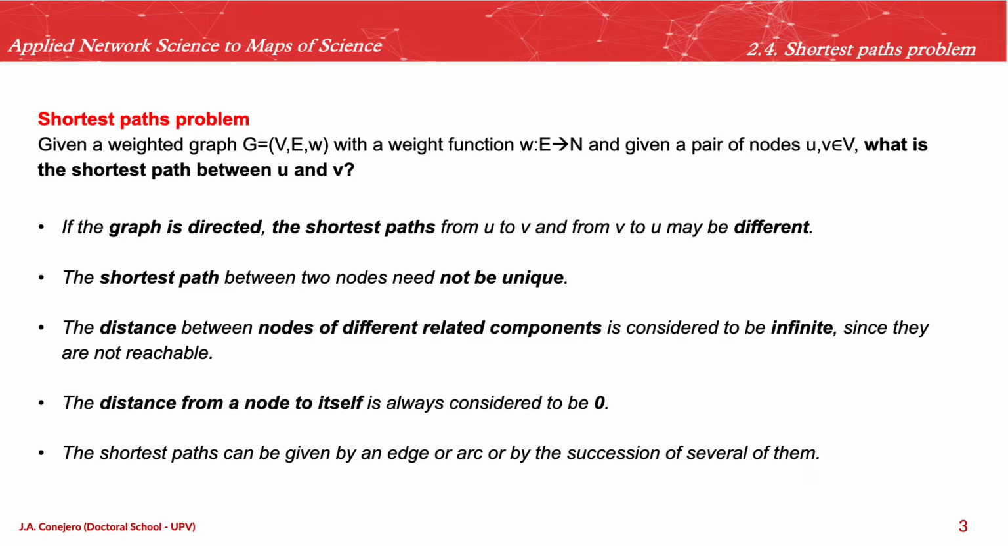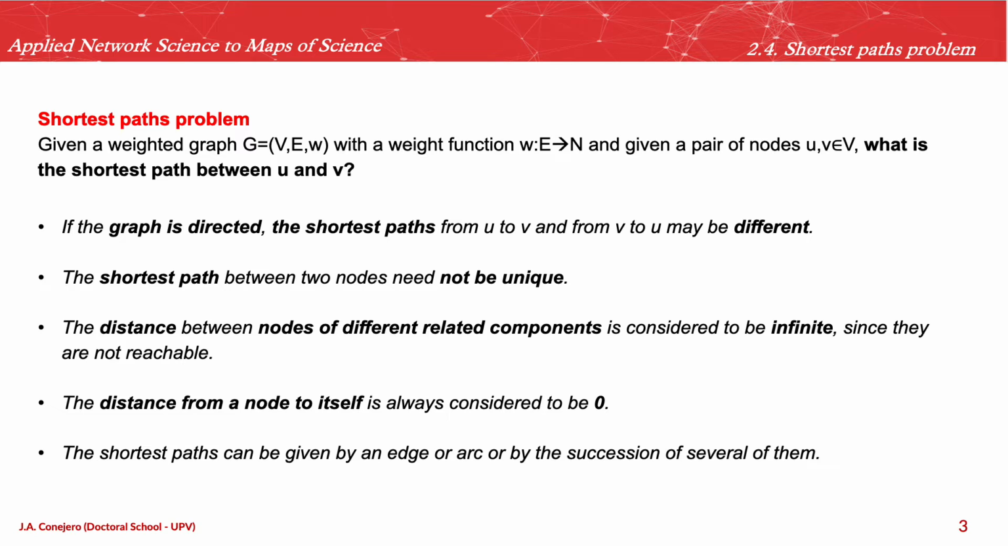So given a weight function and this pair of nodes, U and V, between which we are going to compute the shortest path, we are going to take some considerations in order to set what the shortest path is. If the graph is directed, the shortest paths from U to V and from V to U may be different, because maybe there are some edges or arcs that can be used in one direction but not in the reverse. Also, the shortest path between two nodes needn't be unique. It can be reached by different edges or sequences of edges in a path.